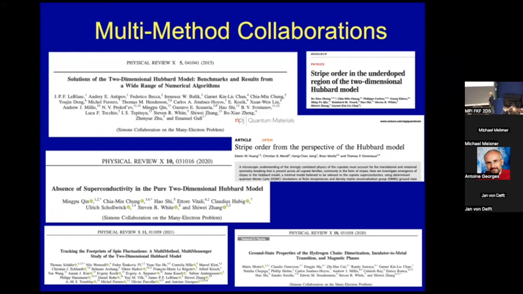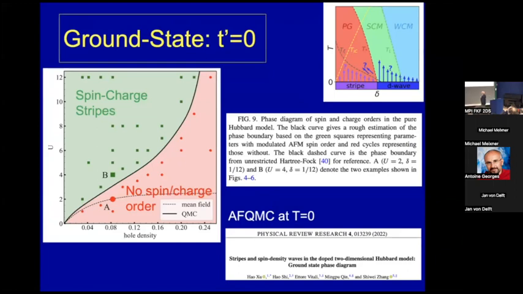And as I mentioned, progress in this field has been made possible by recent papers for the last, say, 10 years that have combined these different methods together. These are just some examples. The Simons collaboration on the many electron problem has played a big role in putting together a number of authors to that aim. Okay, so let me start with the ground state.